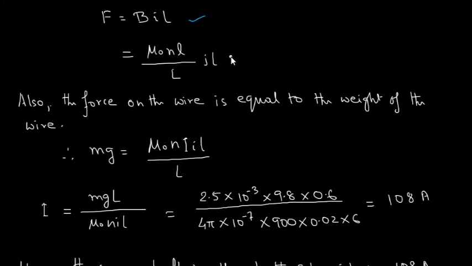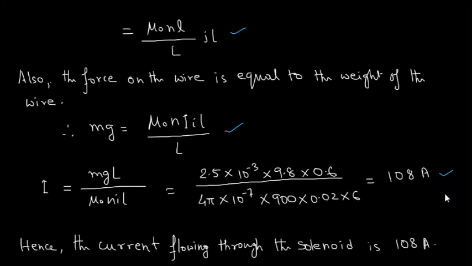Also, the force on the wire is equal to the weight of the wire, that is mg is equal to mu naught N i I l upon L. Therefore, i is equal to m g L upon mu naught N I l. Putting the values, we get 108 ampere. Hence, the electric current flowing through the solenoid is 108 ampere. Let us see the next problem.